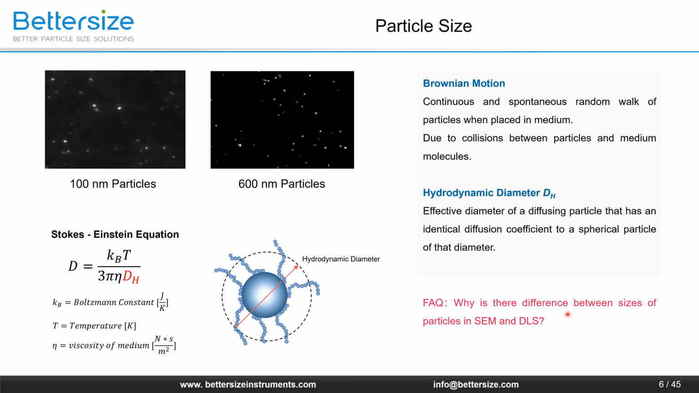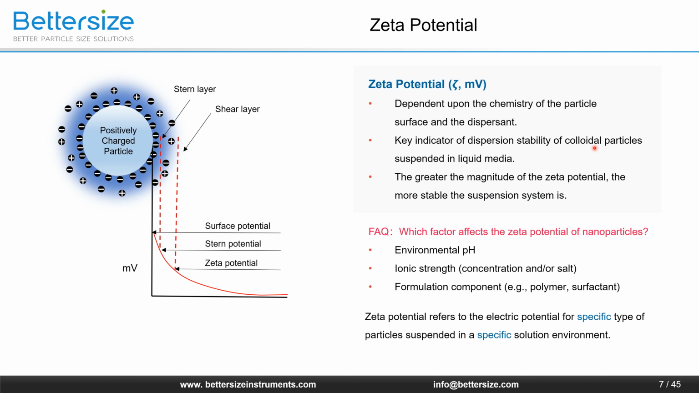In terms of size, a frequently asked question I got from users is why there is size difference between SEM and DLS. Simply put, SEM is a number-weighted method, while DLS is an intensity-weighted method. That's to say, large particles are given more weight by DLS, making the average size look larger than the one by SEM. Besides that, SEM determines the actual size of the particles, whereas DLS calculates the hydrodynamic size of the particle, which can cause a slight size difference as well. Okay, we are done with particle size.